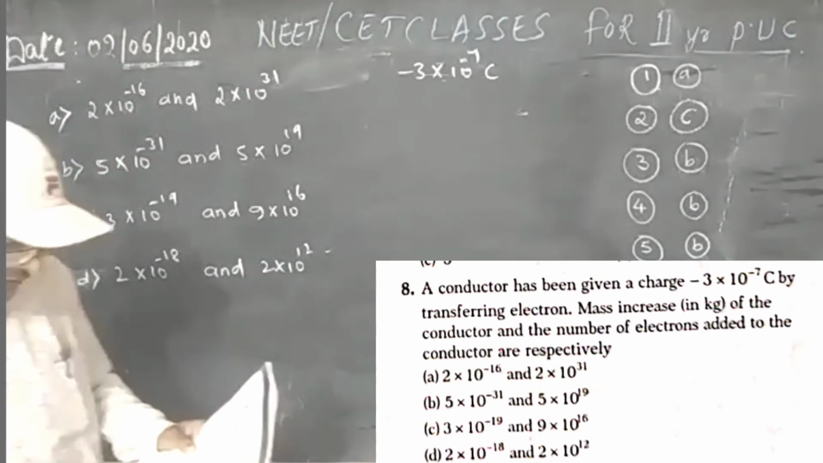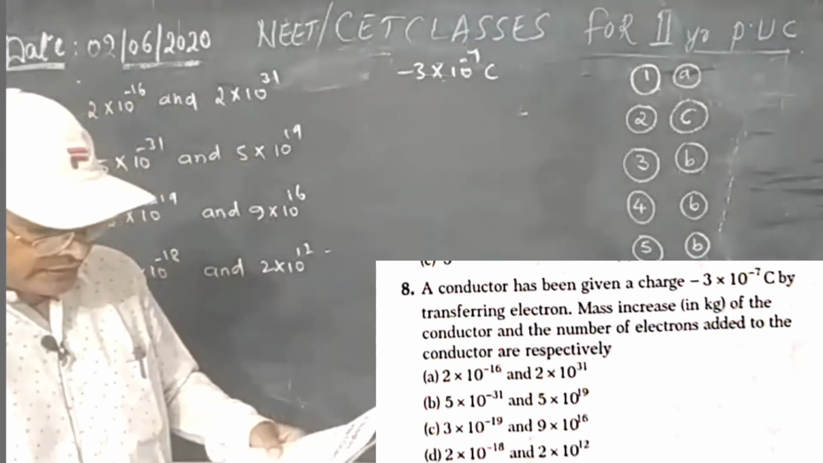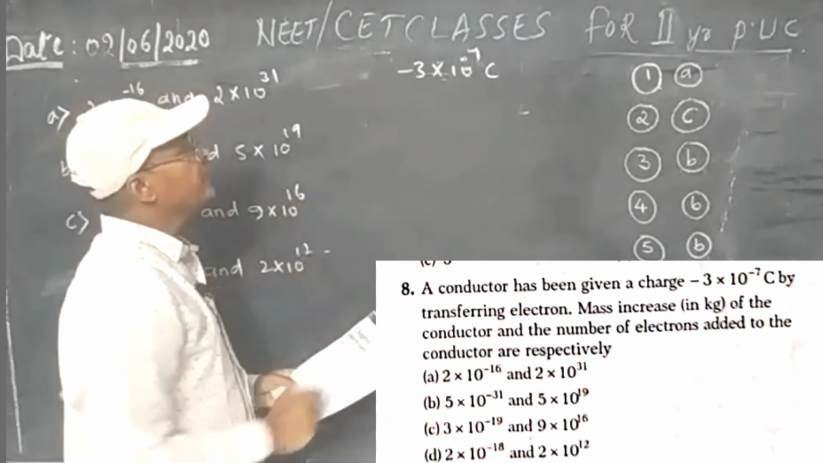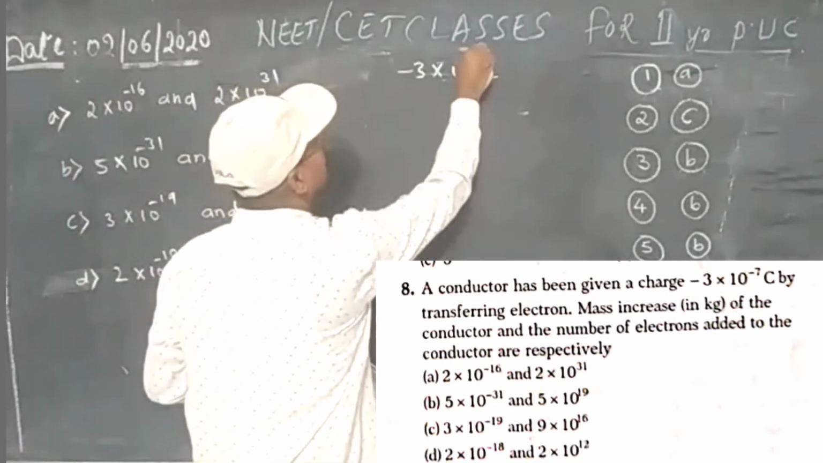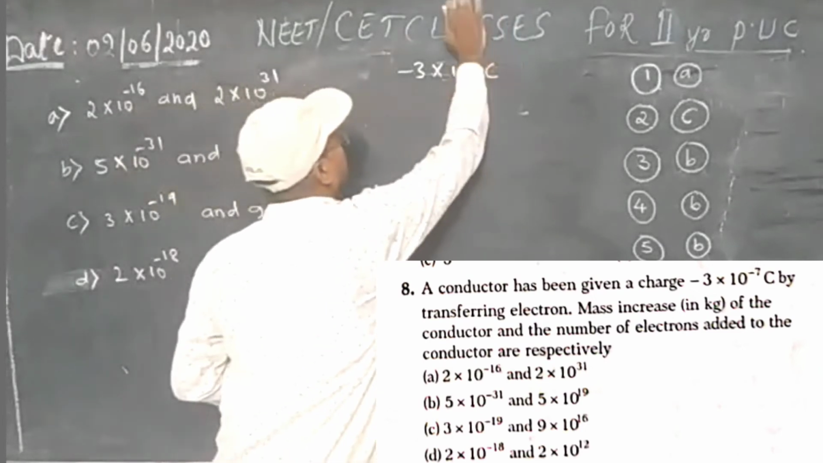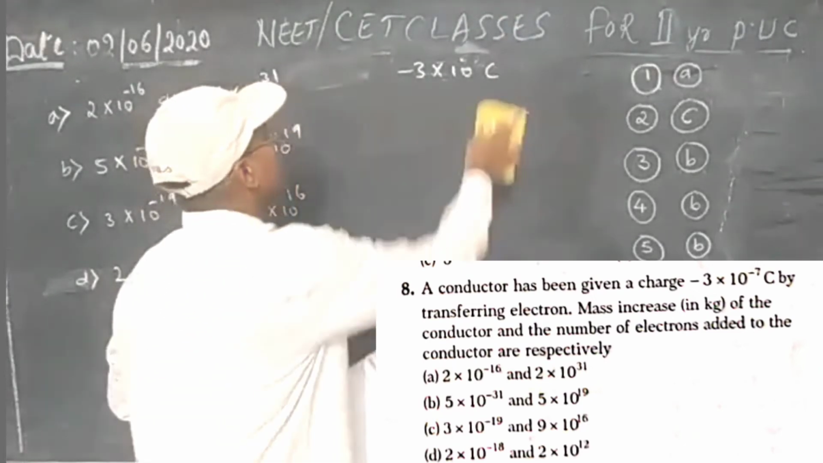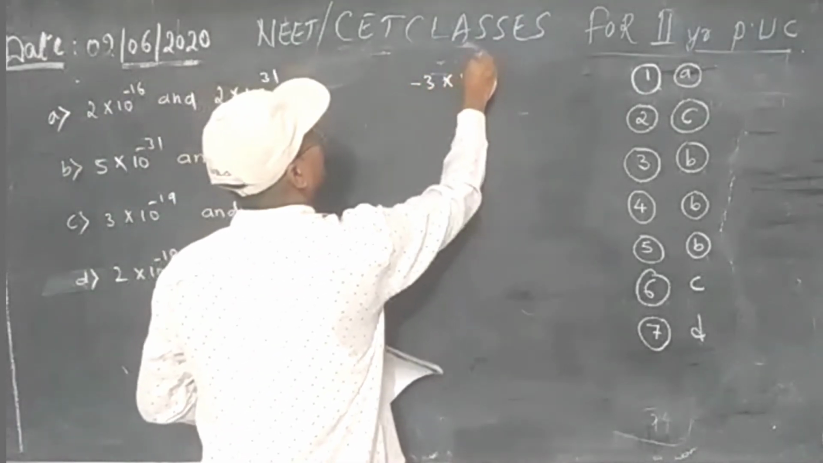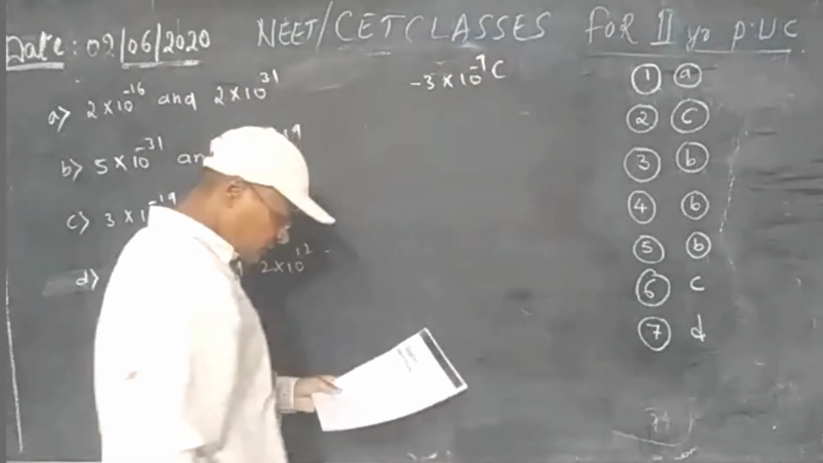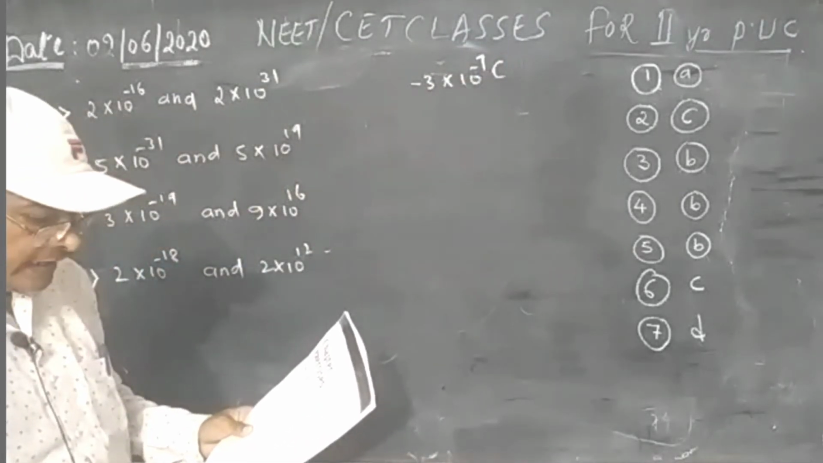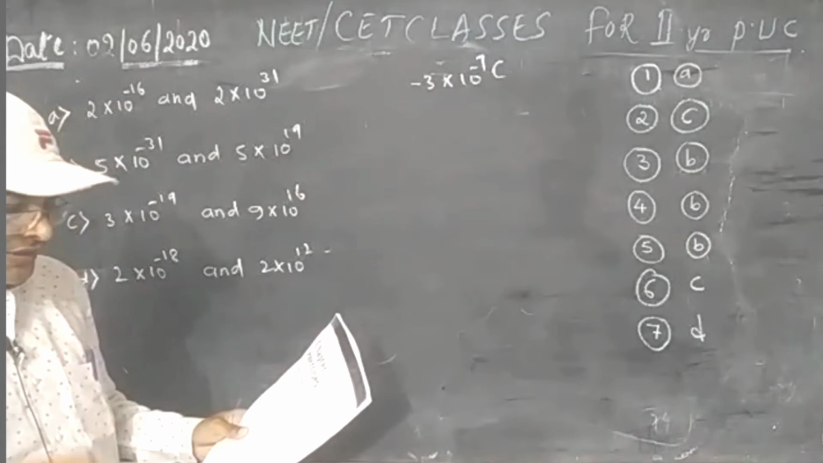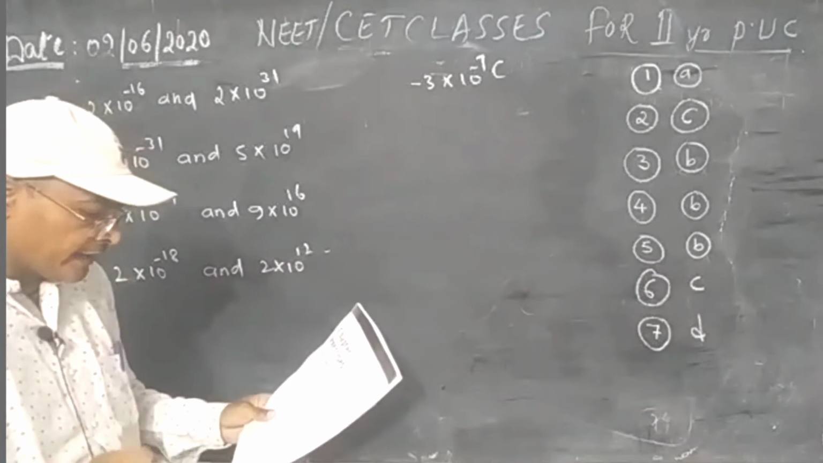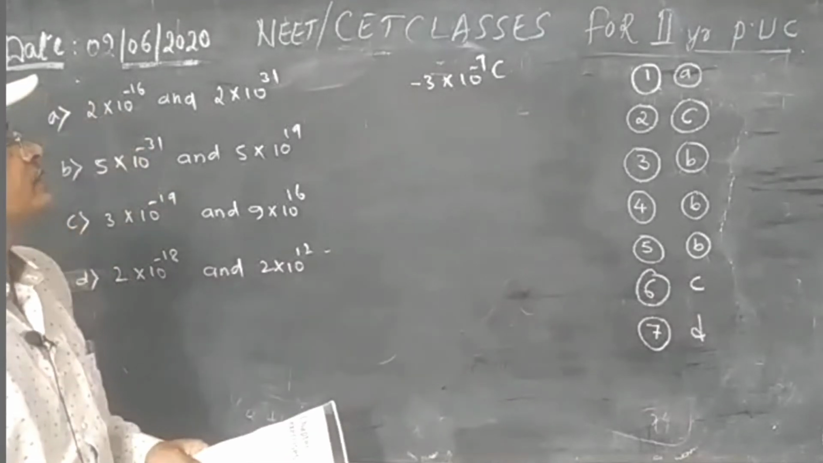Now see, once again repeat the question, try to understand. A conductor has been given a charge. The charge given is -3 into 10 to the power of -7 coulomb. By transferring electrons, the mass increases in kg of the conductor, and the number of electrons added to the conductor are respectively.